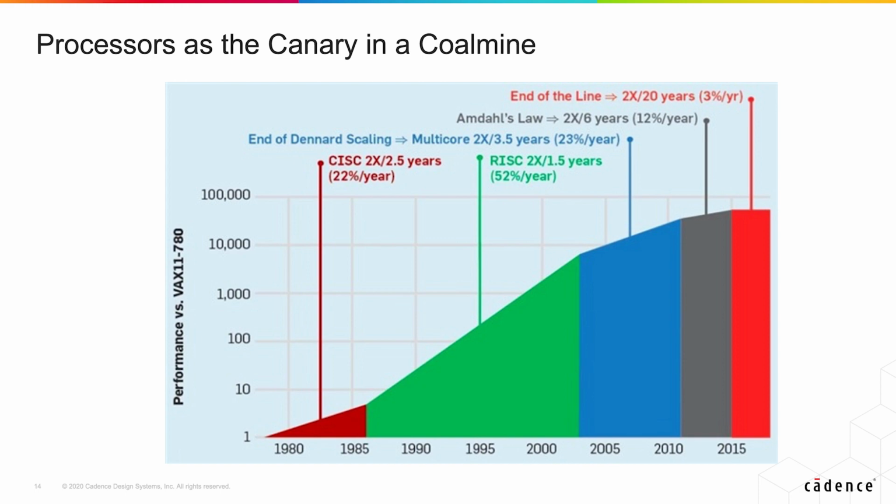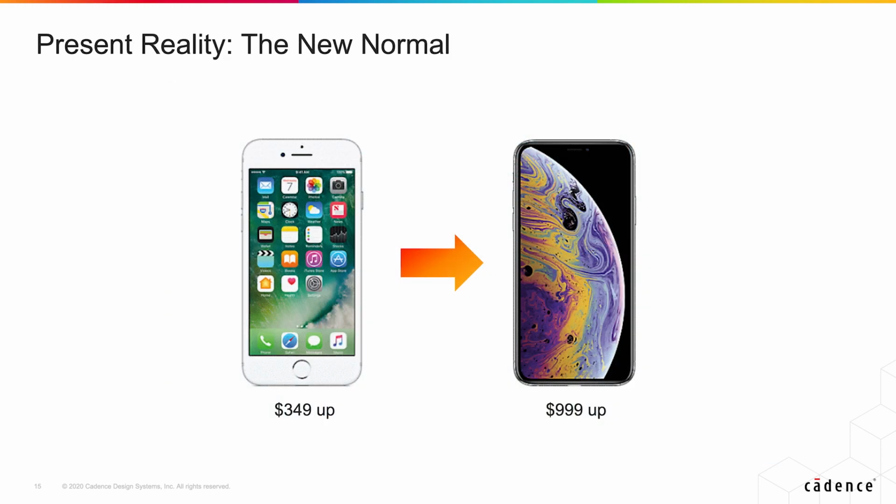And so the new normal is a bit like this phone here. On the left was the iPhone when it was introduced. That cost like $349, $350 and went up from there. Now they're $999. So we haven't gone from a $349 to the $30 like we did with the flight simulators.